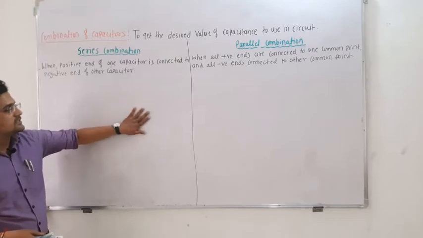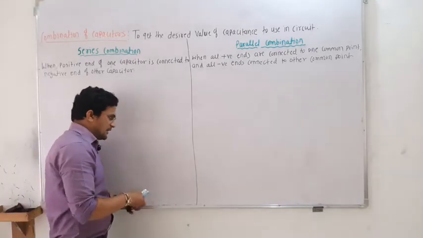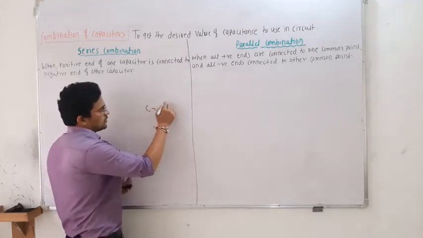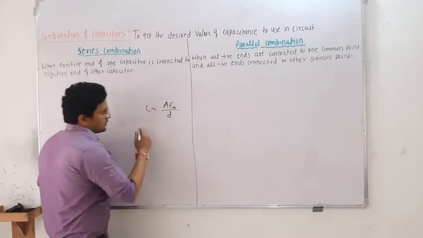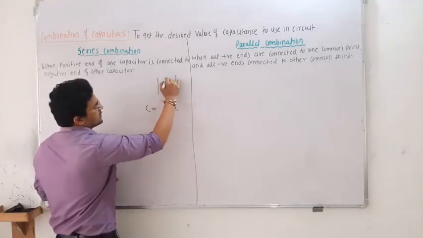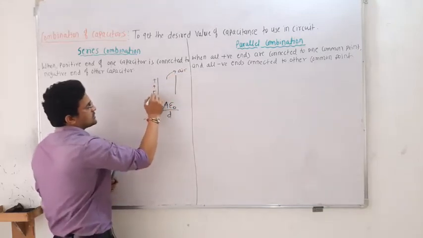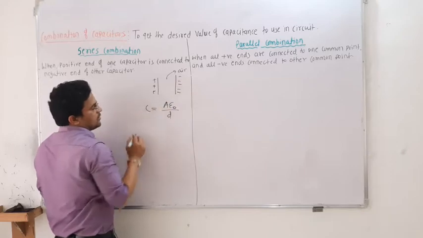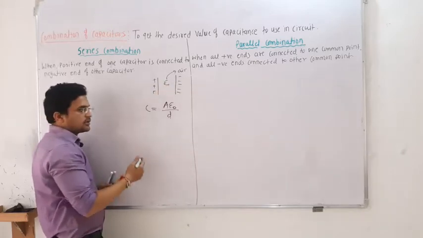Now yesterday we have seen the capacitance of the parallel plate capacitor, and that is given by C is equal to A epsilon naught divided by d. This expression is for when the two plates are there and there is air as a medium, so one will be positive, another will be negative, correct. And for air it is epsilon naught, the permittivity of the free space.